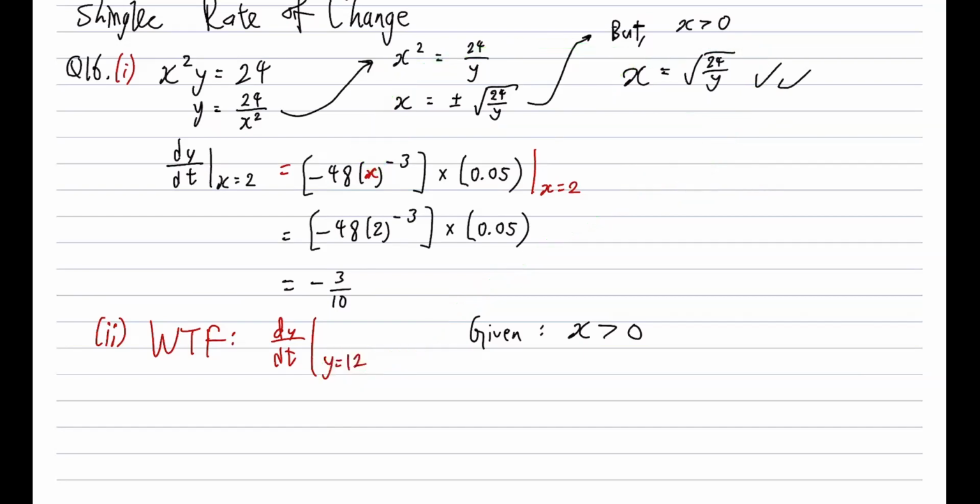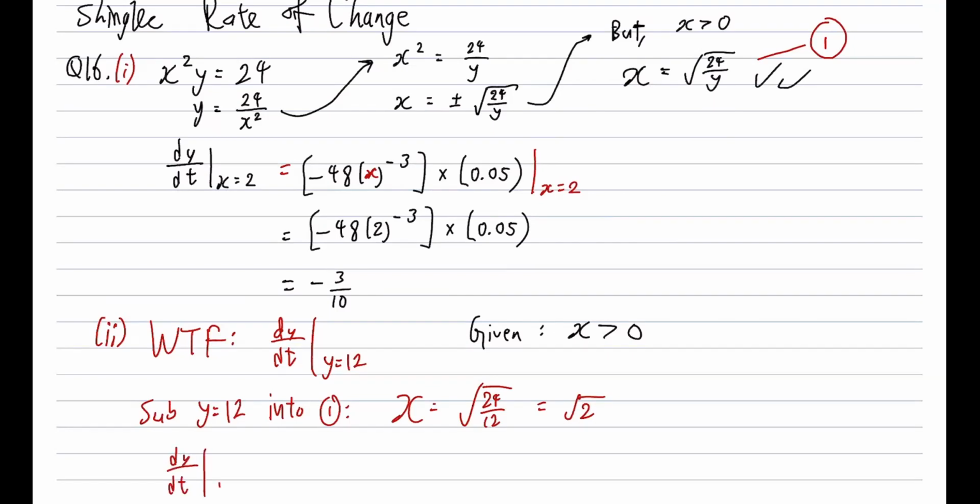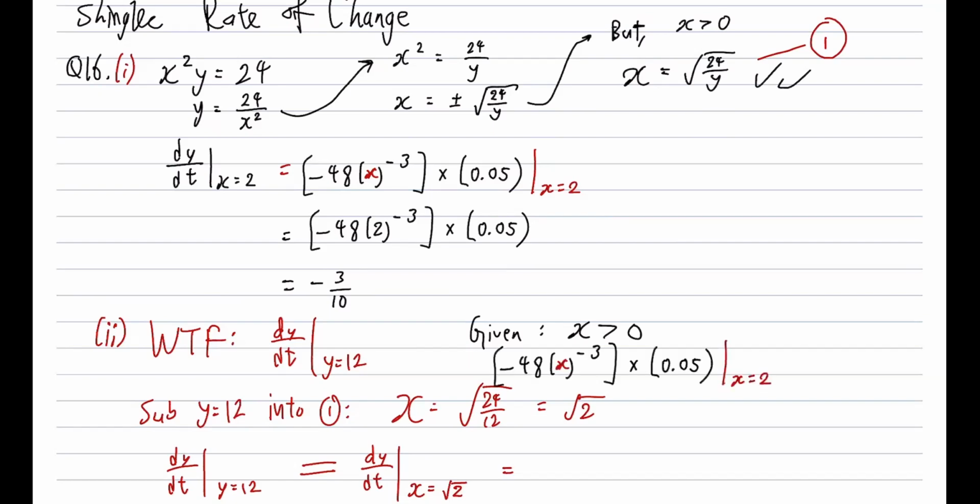Let's check if the answer is the same. So if you get what I'm saying, right? I'll call this 1 into 1. This will give me x equals square root of 24 over 12, which is square root 2. Okay, so that means that dy by dt, sub in y equals to 12, is exactly equal to dy by dt, sub in this time, instead of y equal to 12, x equals square root 2, which is equal to the formula we found before. You see, I copy, I paste. You see what I just did?